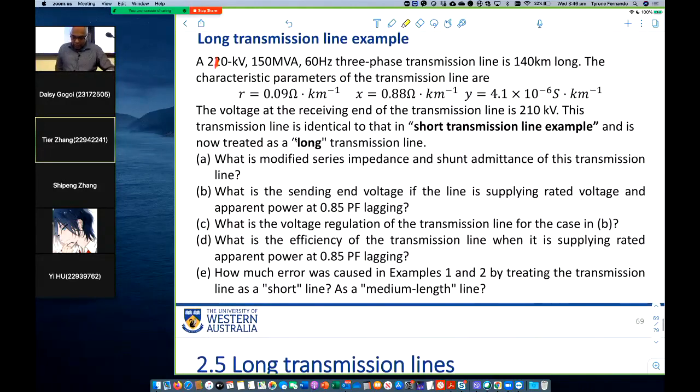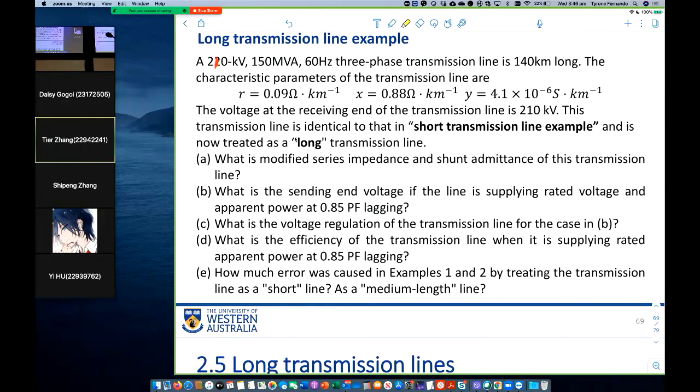So what do we do next? What is the sending end voltage? What we have done so far is find the modified Z and modified Y. In other words, for this long transmission line, we know the A, B, C, D values, because if we know Y dash and Z dash, we know the A, B, C, D values. We also know VR, that is given in the question. But IR was not given to us, remember? So let's have a look at this.